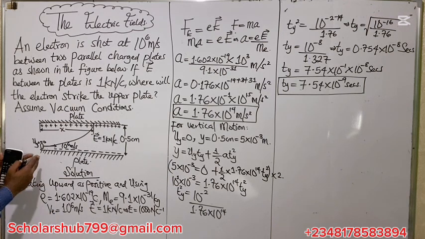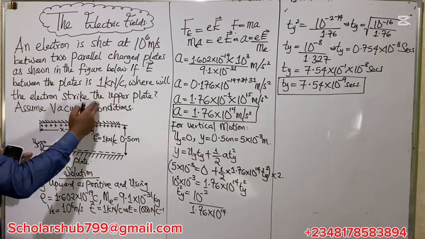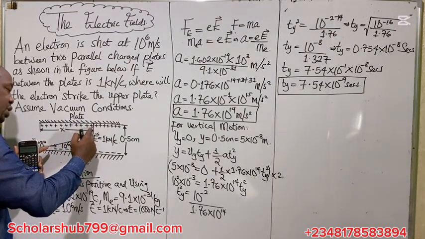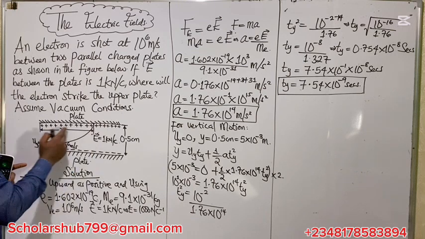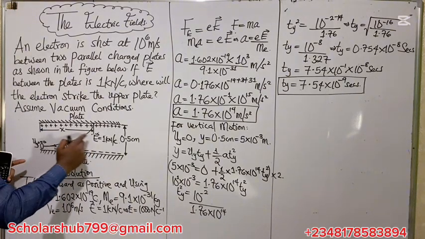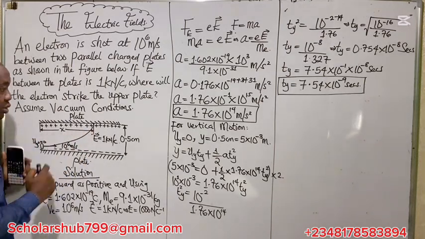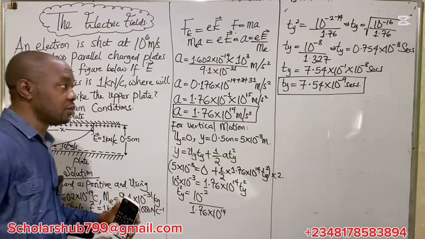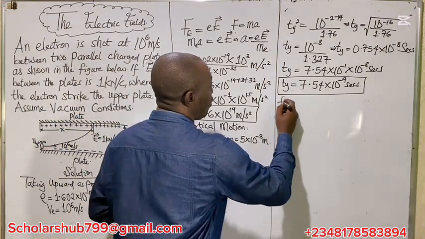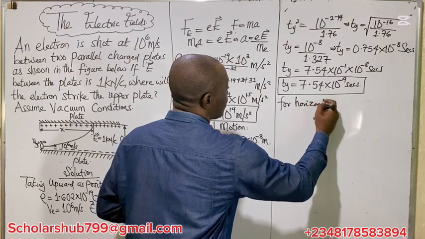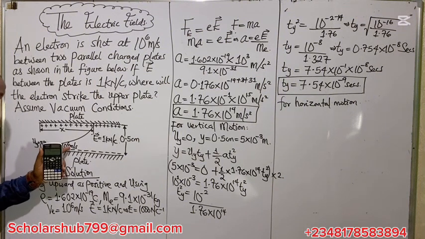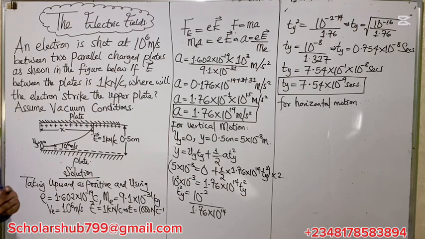Now, because we want to find out where the electron will strike the upper plate, so that's at what point? Now it strikes the upper plate at this point. So the distance from this point to this point is what we have as x, which will be the range it travels, or the horizontal distance. All right. So for horizontal motion, remember the velocity was shot at a speed of what? 10 raised to the power of 6 meters per second. Okay, so that's the horizontal velocity.